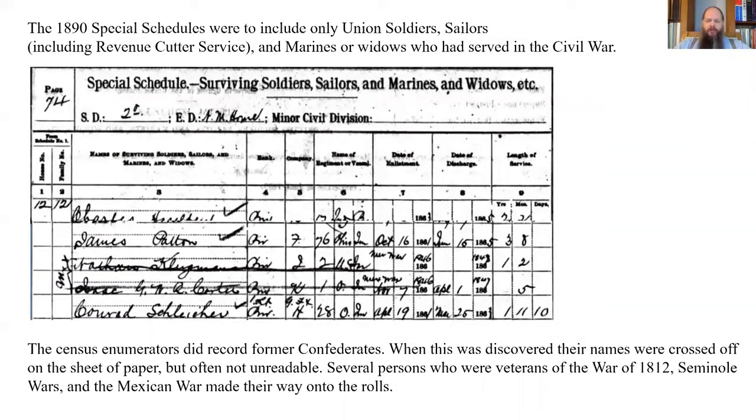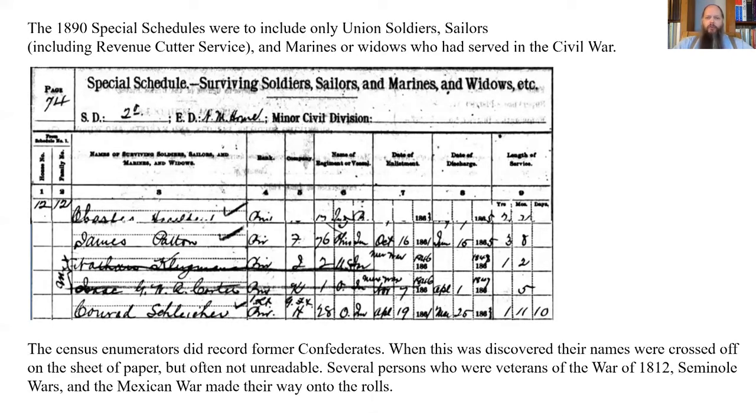But I did want to make mention and talk a little bit more in depth about the veteran schedule that did manage to survive, at least far more schedules than from the original 1890. This special schedule was intended to include Union soldiers and sailors. Now, this was including Revenue Cutter Service personnel. So this is a forerunner of the Coast Guard. So it was taking into account Navy and Revenue Cutter Service and Marines who had all served during the Civil War, or their widows if the soldier, sailor, or Marine was dead by 1890.